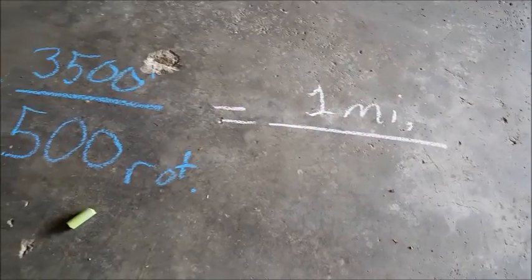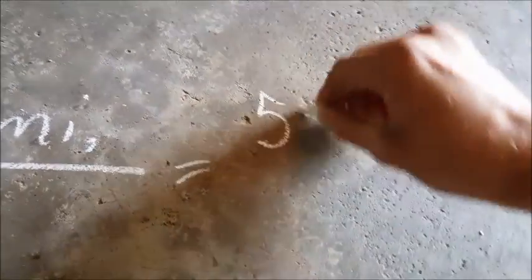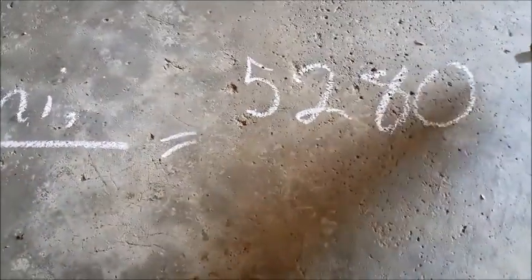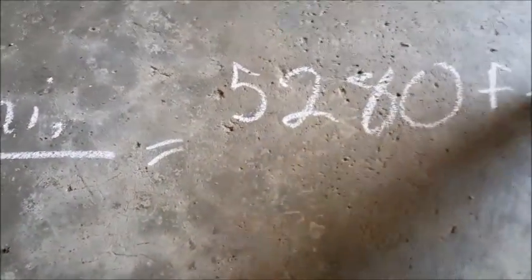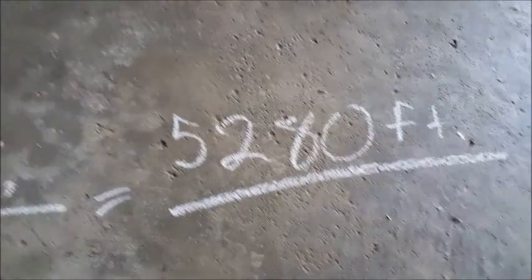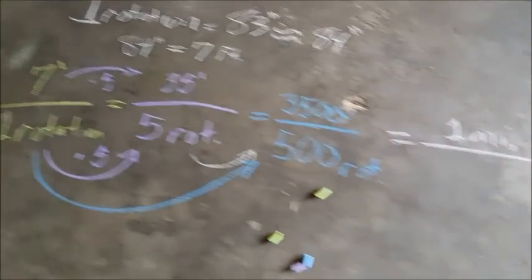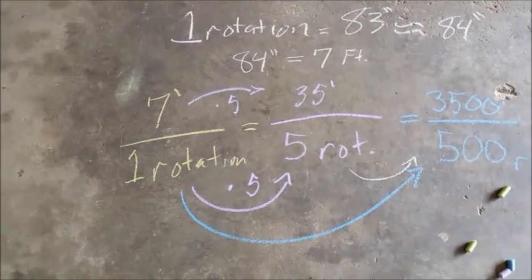But this isn't that hard if I realize I know a mile is, what color chalk? Let's go white. 5,280 feet. All I need to know is how to get to 5,280 feet from any of these values in the numerator or any value that I could generate.